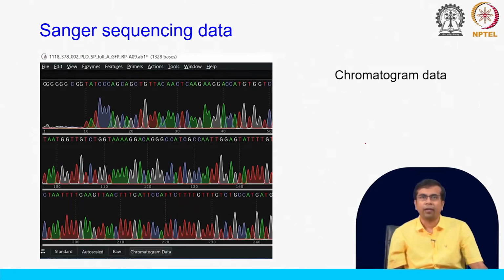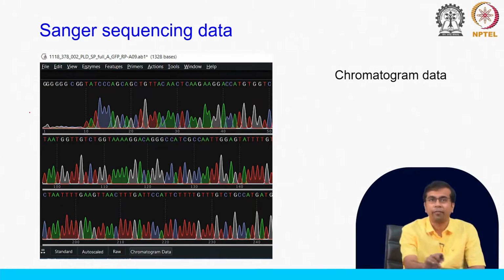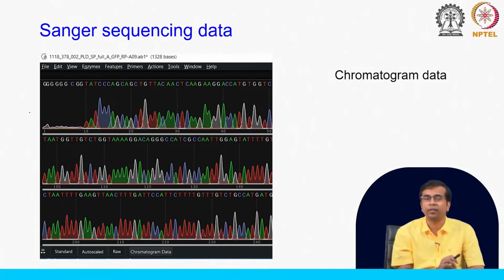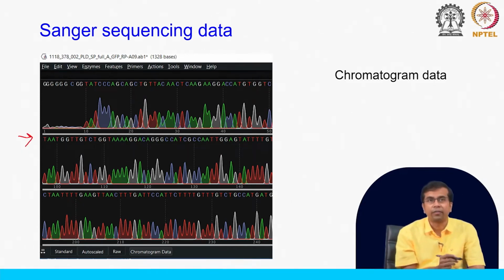Okay. Now, if you open this AB1 file, right, you will see something like this. So, this is called the chromatogram data, where you have this sequencing data stored. Okay. So, what you see here is you have 3 rows of information, 3 rows of sequence in this diagram. So, the first row, this is the sequence, okay. This is the sequence in the first row, okay. And for each base you have a peak, okay, and these peaks are also colored differently, right.